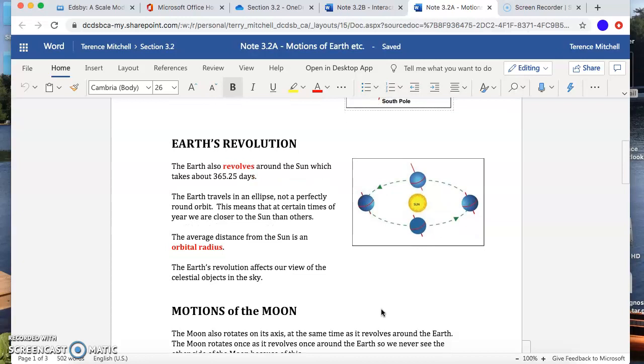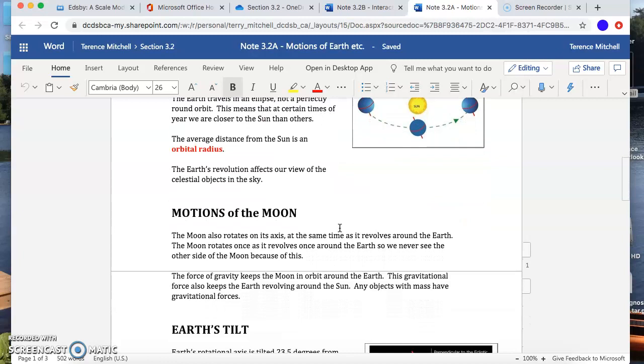The second movement that we do is revolution, and this is the orbit, this green path here around the sun. It takes 365 and a quarter days. Our Earth's path, the orbit, is not a perfect circle, it's called an ellipse, so it's a little bit elongated. If you take the average distance we are away from the sun, we call that the orbital radius. This 365 and a quarter days is important as well, and we'll get to that a little bit later.